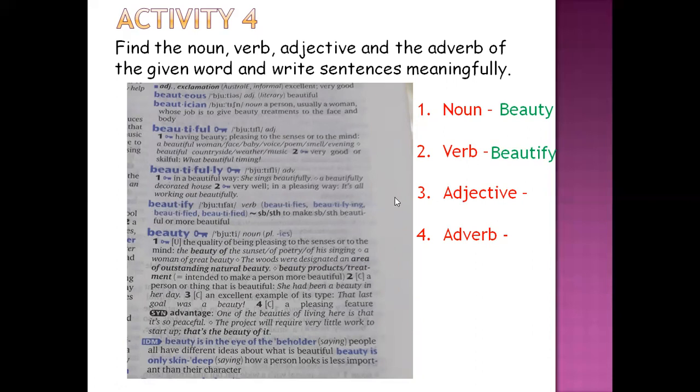Next one is the adjective. What is the adjective? We can find out. Beautiful. Here you have given the short form adj, that is adjective. Beautiful. And what is the adverb? Beautifully. That is the adverb. Here you have given that. So children, use these words and try to write some sentences meaningfully.